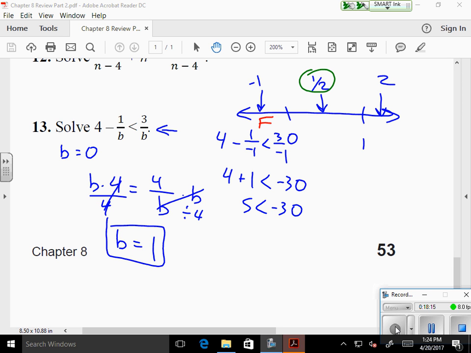Another thing you need to try to remember, it'll make it a little bit easier, is if you divide by a half, it's the same as multiplying by 2. So in this middle, 1 divided by a half is like 1 times 2. So 4 minus 2, is that less than 3 times 2? 2 is less than 6, that's true.